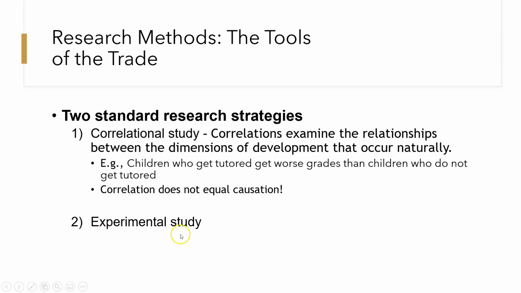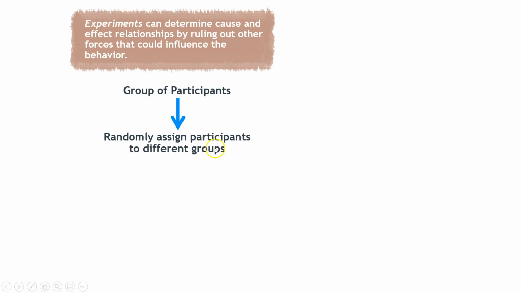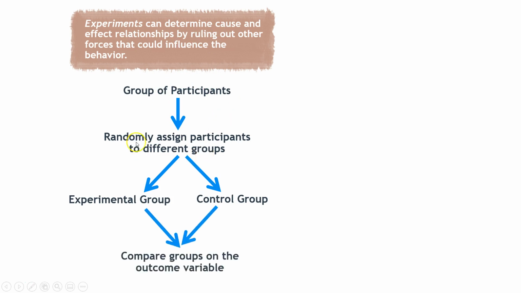When we do an experimental study, this is when we actually can change a variable, and we can say something about cause and effect relationships. And so in this case, we have a group of participants. We randomly assign participants to different groups. There's usually an experimental group and a control group. And then we compare the groups on the outcome variables.